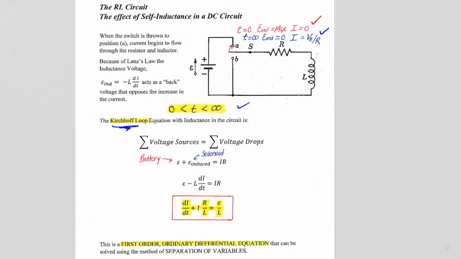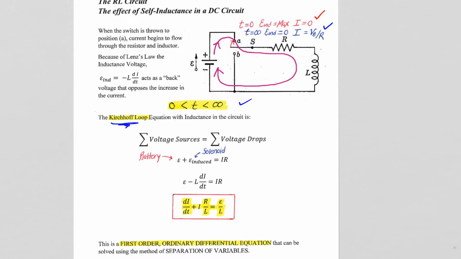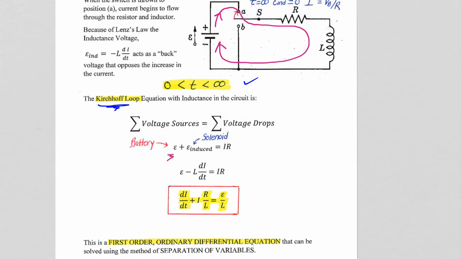Our Kirchhoff voltage loop equation is just the one loop, one perimeter equation. We have the battery voltage, which is our EMF here. The inductor acts as a voltage source because it's an induced voltage, and notice it will impede what the battery is trying to do, so that's why the negative is in here. That equals the sum of the voltage drops, the IR.